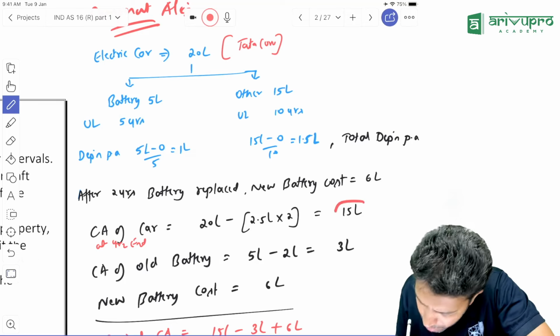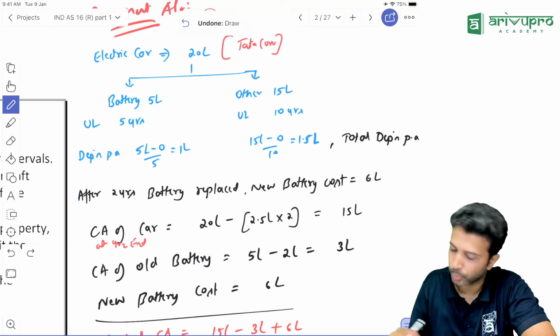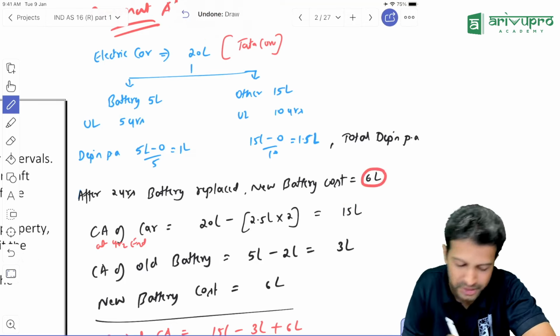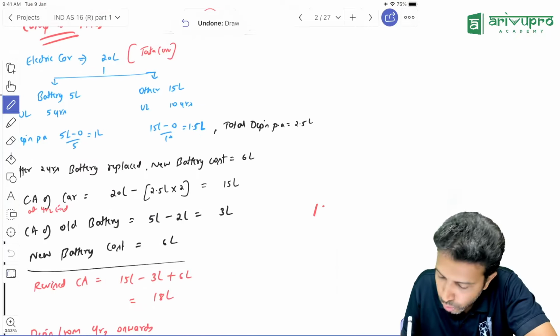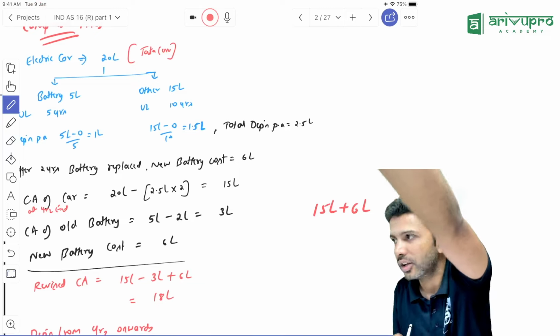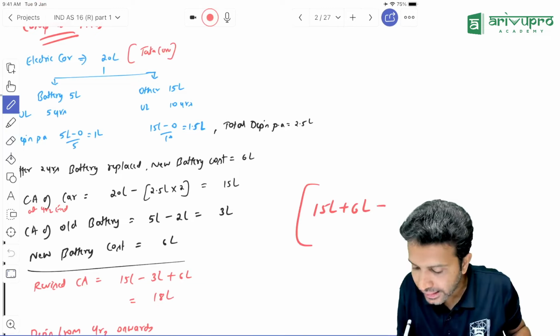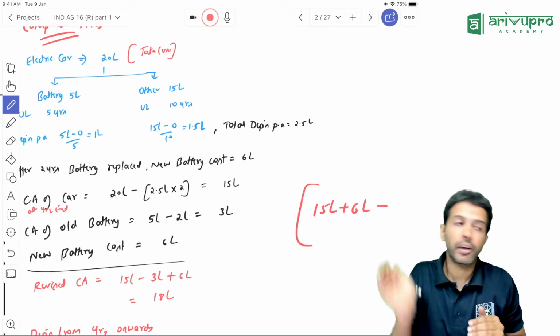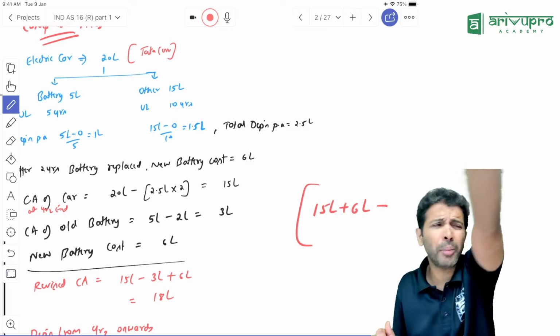Sir, what is the carrying amount of the car? 15 lakh rupees. How much did you pay for the new part? 6 lakh rupees. That means what you will do? So in this 15 lakh, 6 lakh rupees you can capitalize. Meaning you can add. Is that the only thing or you have to remove? You have to remove what? The old part. Common sense, sir.